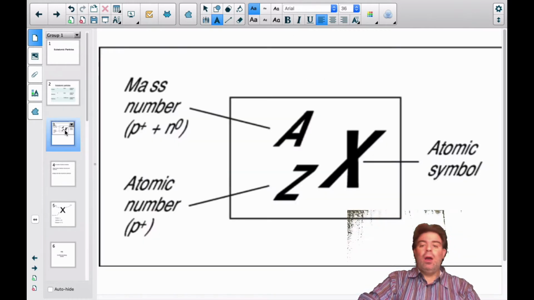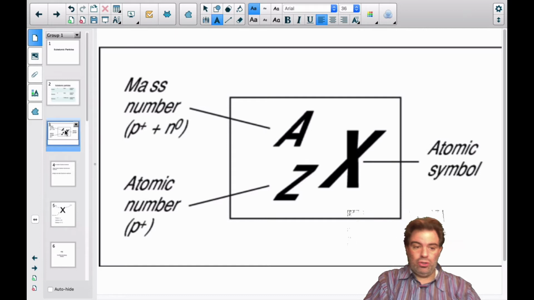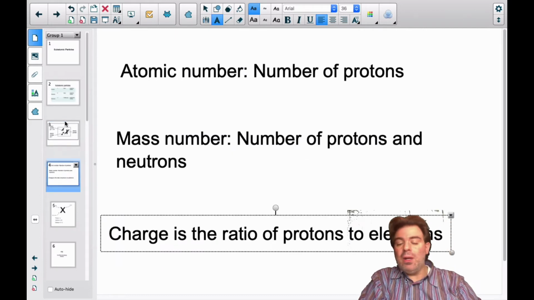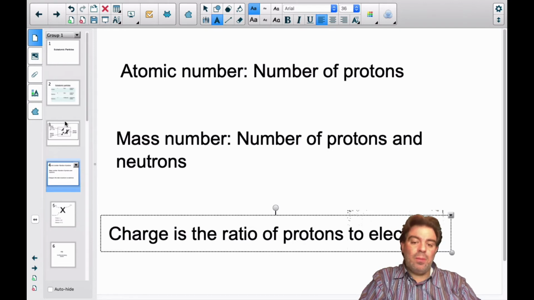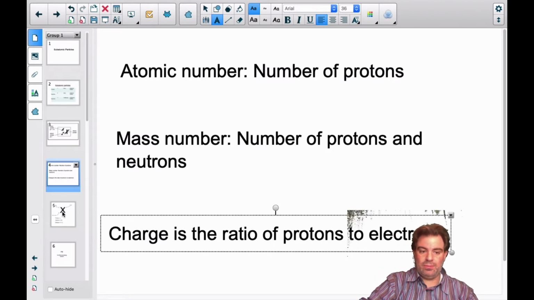Now, when we have to find the number of protons, neutrons, and electrons, we have to look at what is called the atomic number, mass number, and charge. The atomic number is simply the number of protons. The mass number is the number of protons and neutrons. And charge is the ratio of protons to electrons.